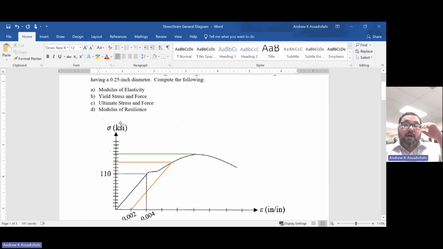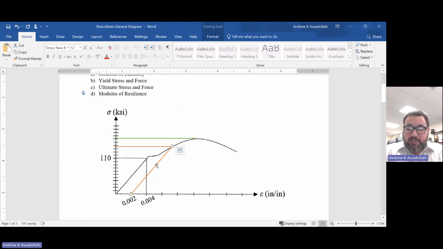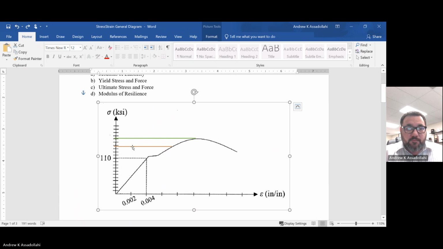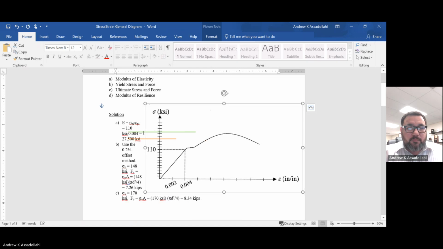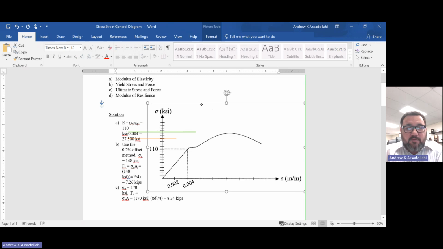Now, last part, part D, modulus of resilience, okay? What is the modulus of resilience? Well, this is the area underneath the linear elastic portion of the curve, okay? So to help us visualize that better, I'm going to delete these lines that I used for the earlier parts, okay? So I'm going to try to delete them. Oops.